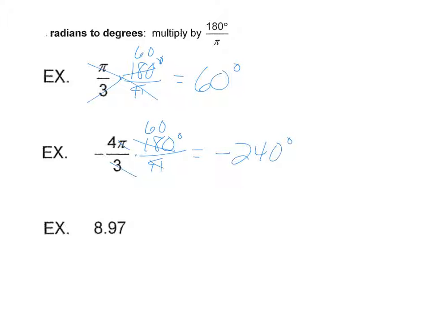Now, if you don't have a fraction to begin with, if you're starting off with a decimal, when I multiply by 180 over pi, I would just put that in the calculator and use the pi button on the calculator. 8.97 times 180 divided by pi, and just round to 2 decimal places, 513.94 degrees.